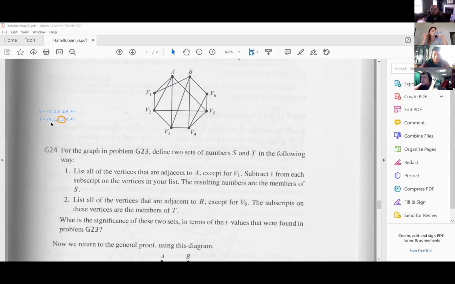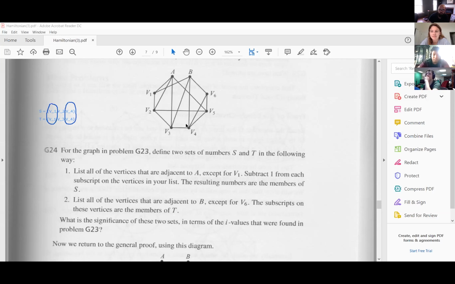You can't do V3 and V1. They have to be consecutive, like V2 and V3 or V3 and V4. Oh, okay. Are we looking at the fact that V1 and V4 are the same in both of them? Yeah.